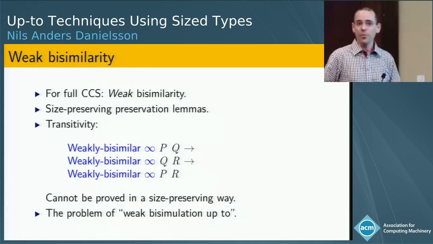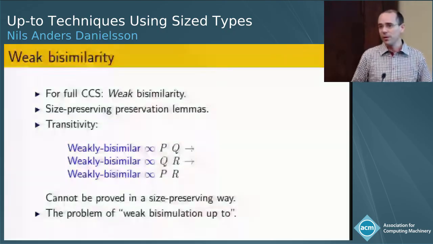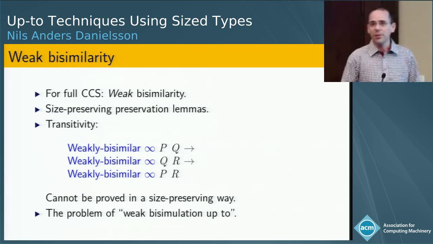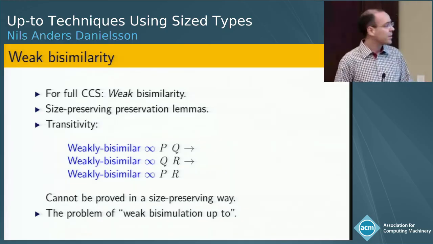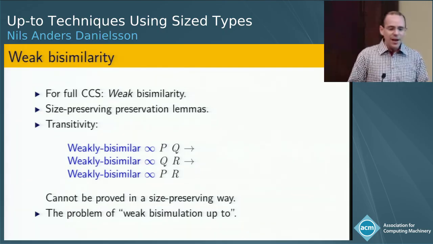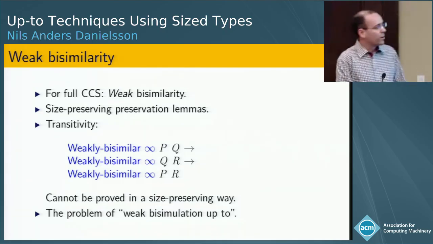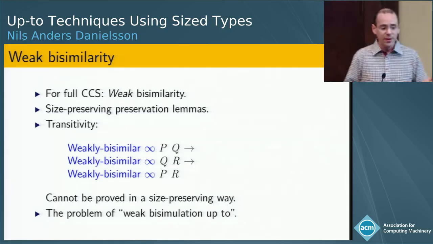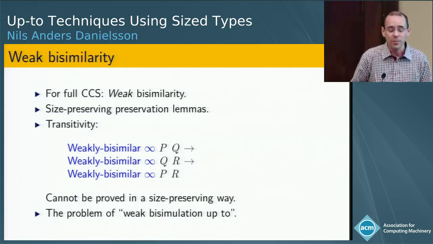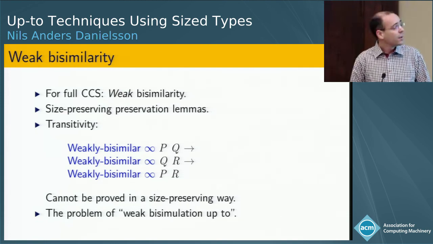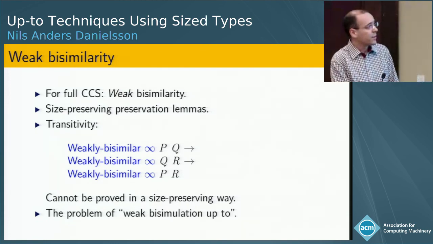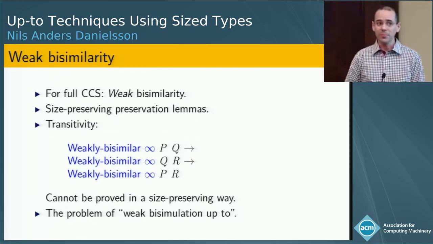So you may have heard of it, a paper from 1992 where Sangiorgi and Milner pointed out this limitation of weak bisimilarity that's sort of been haunting this field since. And the problem is that weak bisimilarities up to weak bisimilarity are not in general contained in weak bisimilarity. And this problem implies that you cannot do this in a size-preserving way.